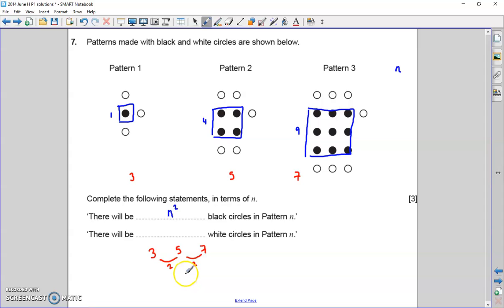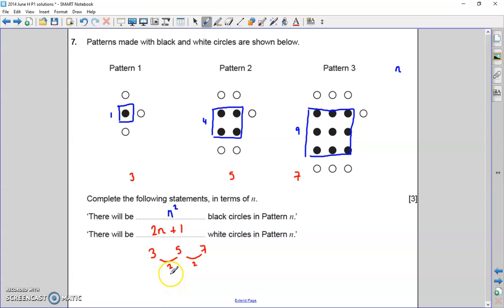If you've got a linear sequence going up in 2s, then we know that 2n must be in there somewhere, because this sequence is based on the 2 times table. It's not the 2 times table because it starts on 3. We need to add 1 as well. Okay, 2, 4, 6, add 1 becomes 3, 5, 7, so 2n plus 1.